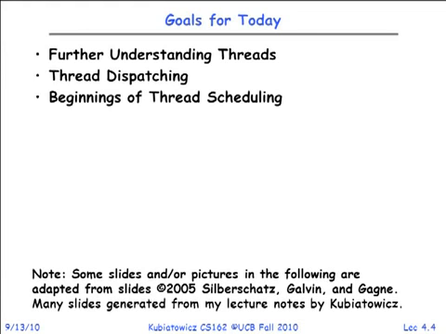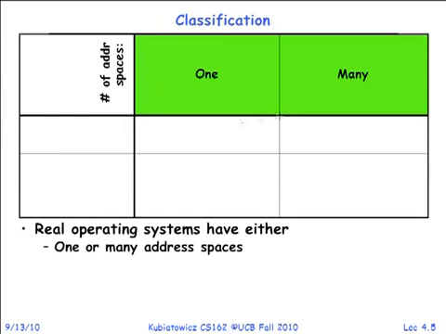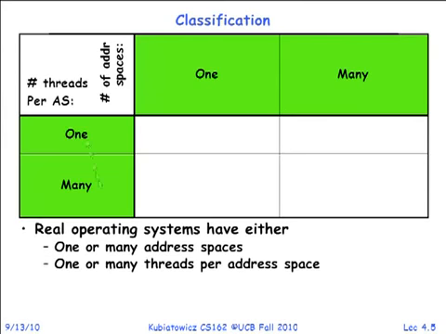Now, this was a diagram I popped up at the very end of the lecture and talked as fast as I possibly could to get it in before the end of the lecture. So let's spend a little more time on it. What I wanted to show you is that real operating systems fit into these four quadrants. They may have one or more address spaces, and remember, these are the protection domains. And they may have one or many threads per address space.